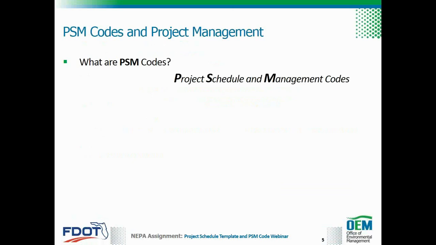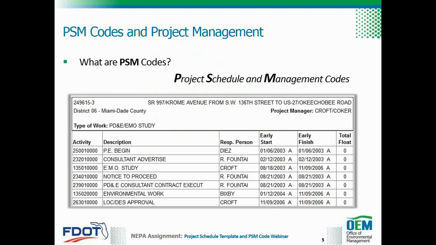For example, this slide shows you the schedule for the State Road 997 or Chrome Avenue PD&E study, and as you can see, it is composed of 7 activities. The final activity, Location Design Approval, was assigned a PSM code of 263 and was completed on November 9, 2006.